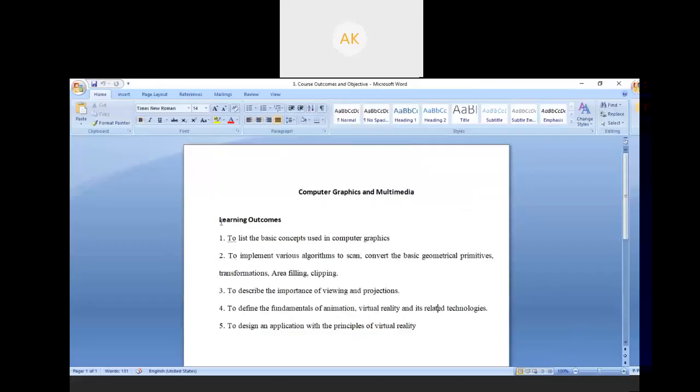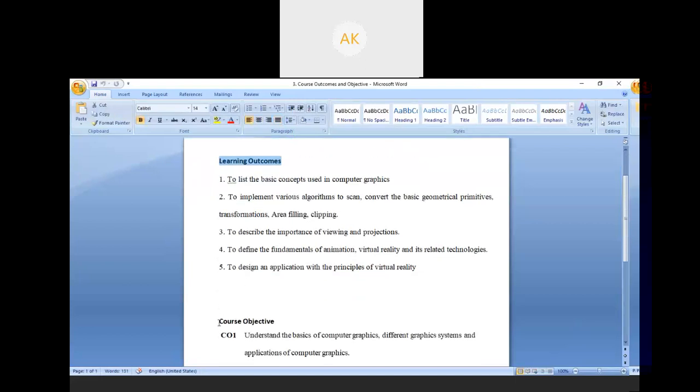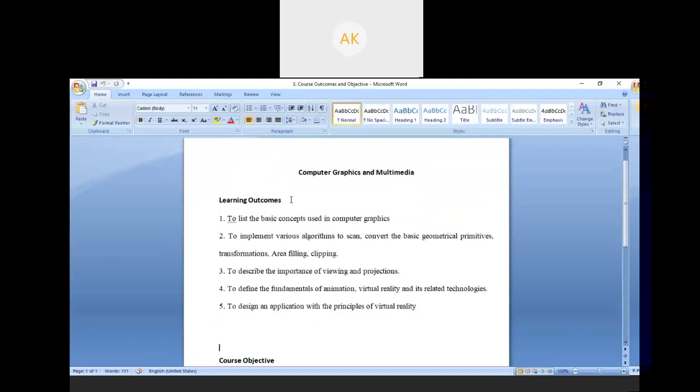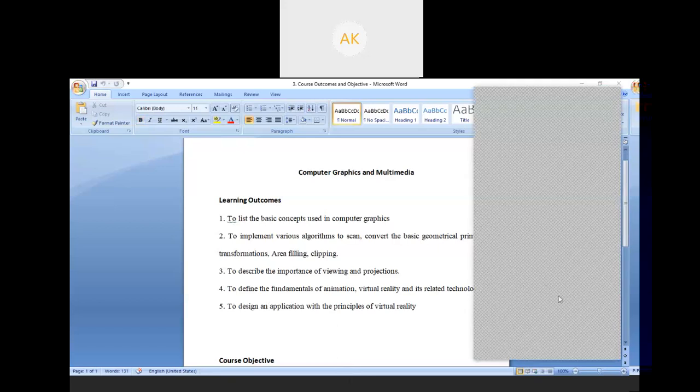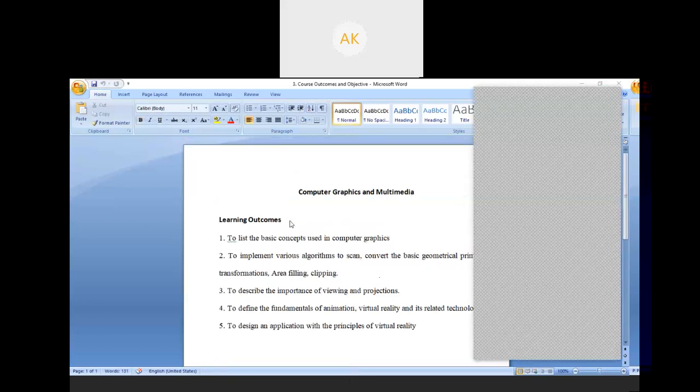Here we defined some learning outcomes and course objective. Learning outcomes. Do any of you know about these terms, learning outcome and course objective? If anyone knows, you can tell me the meaning of these two terms. Anyone? Please unmute and tell. No one knows?